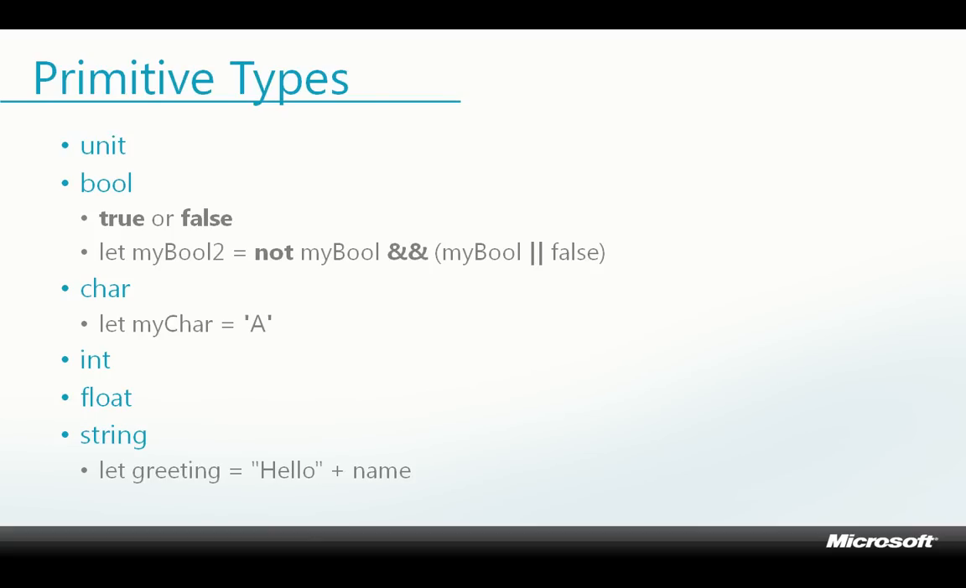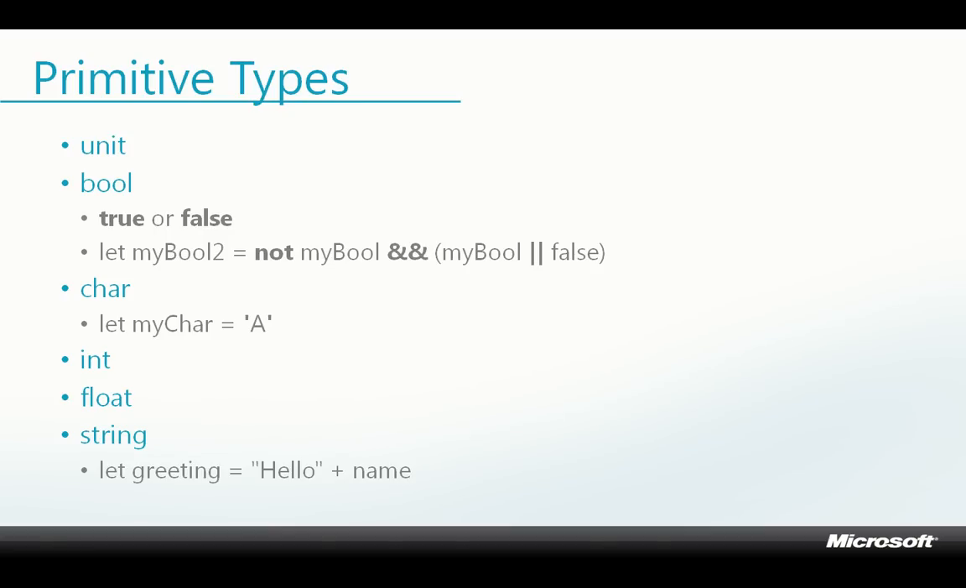The character is a single character, and you enclose it with single quotes. Int is an integer, of course. Float is obviously a float, and string is not really a pure primitive. It's a compound type, but I just wanted to show you what it is and that you use double quotes around it. It also has, as you can see in this example, the plus sign for a concatenation operator.